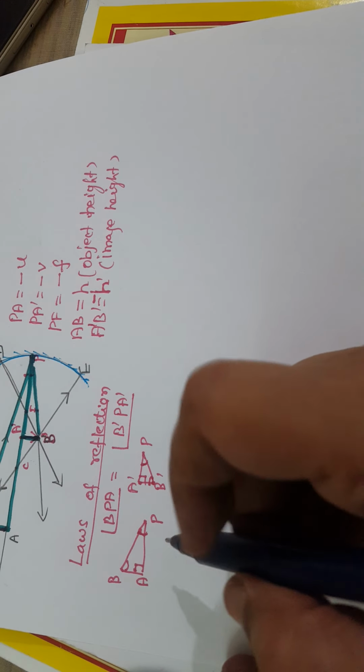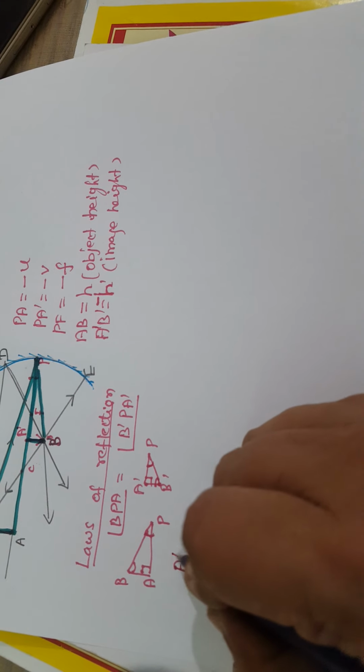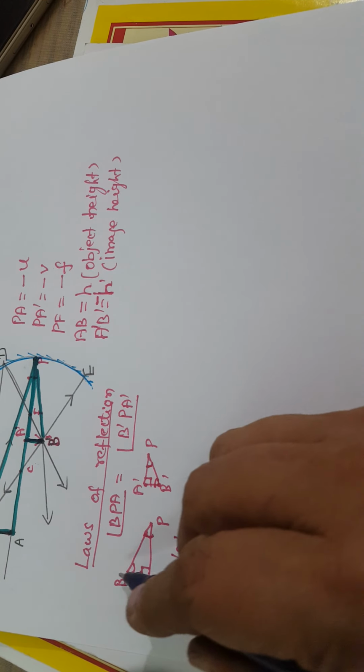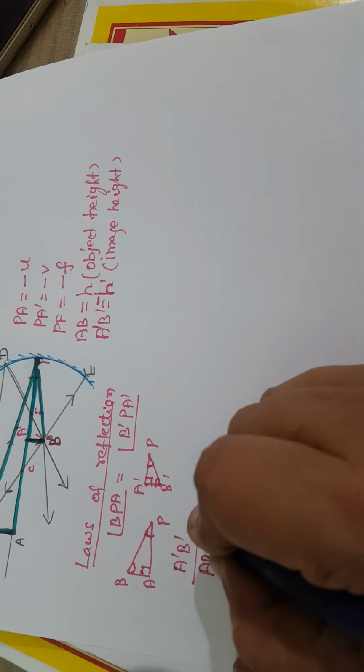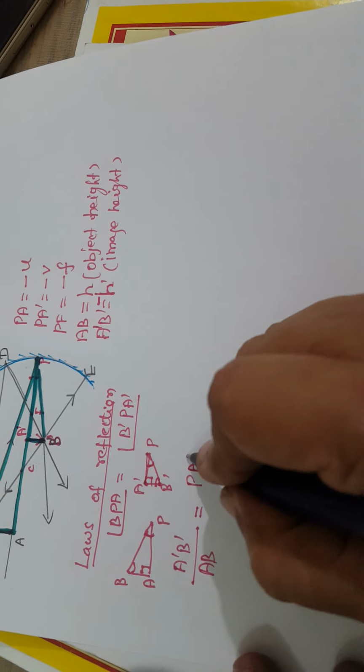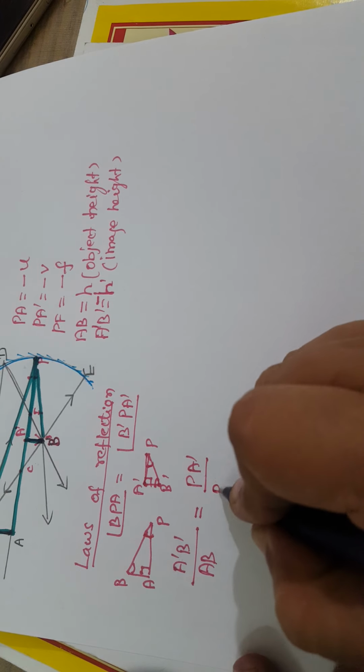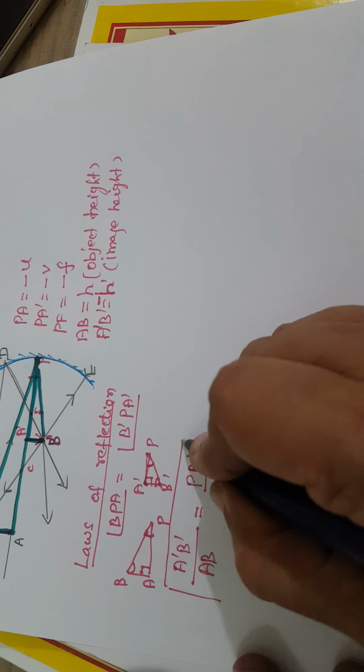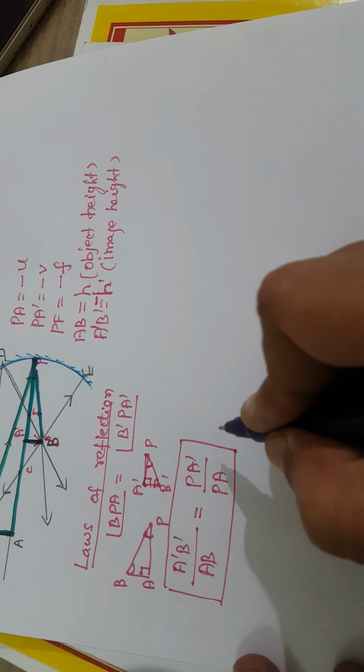So what you can do, consider this vertical height, that is A dash B dash, by this height AB is equal to, in this triangle consider the base PA dash, in this triangle the base is PA. So you have equated the sides. So let it be equation 1.